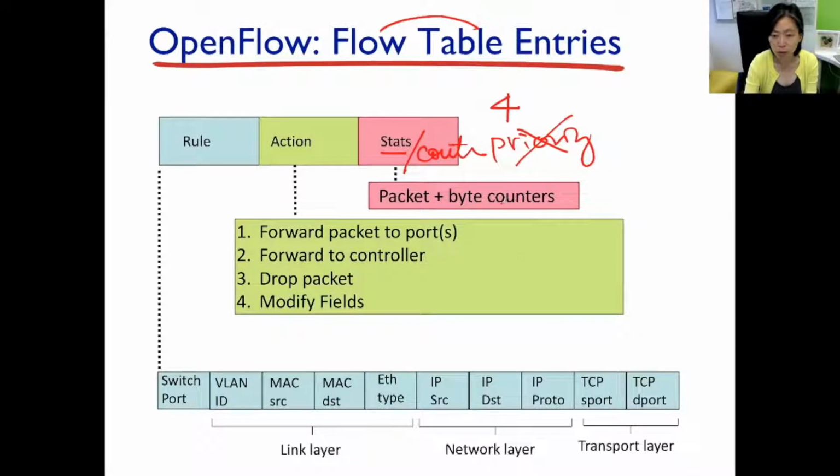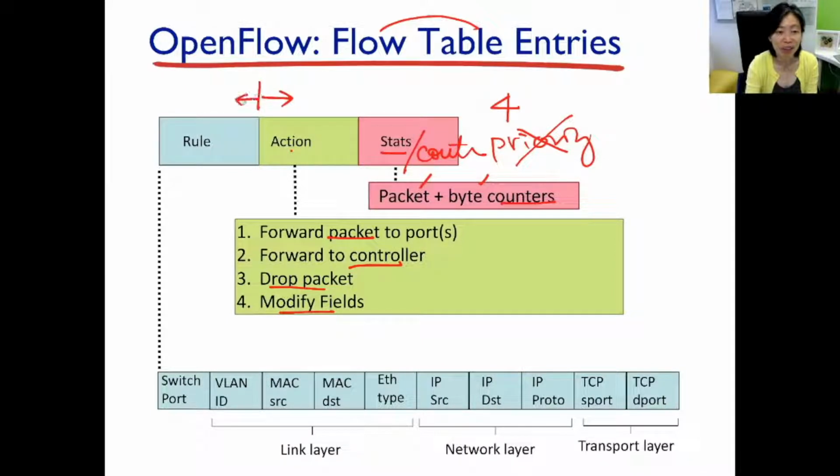There are 2 counters, we know, one counting bytes and one counting packets. Action column, 4 classes of actions. One can forward a packet to an outgoing interface, one can forward a packet to the remote controller. One can drop a packet as an action, one can also change the content of the packet as an action as well. So, all these, straightforward.